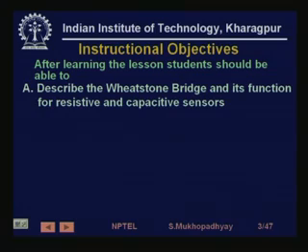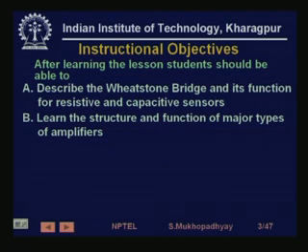After going through this course, one should be able to describe a very important signal conditioning circuit called the Wheatstone bridge, which is widely used for resistive and capacitive sensors, also for inductive sensors in some cases. This typically gives you a voltage signal, and this voltage signal is generally low level. So this needs to be amplified, and there are various types of amplifiers which one can use. We will go through the various kinds of amplifiers and learn their structure and function.